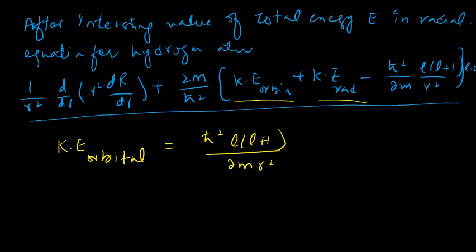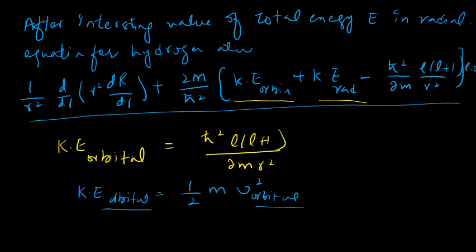So here is a simple two-step mathematics. I have written this value directly as the kinetic energy of orbital motion is equal to h bar square L into L plus 1 over 2 m r square. We also know that the kinetic energy is always equal to 1 over 2 m v square. Here, as we are talking about the orbital kinetic energy, this velocity will be due to orbital motion.